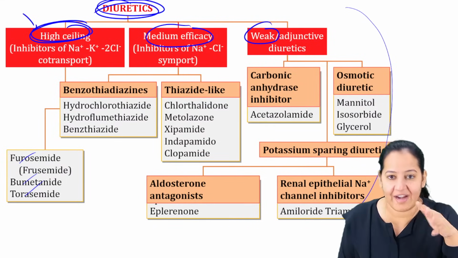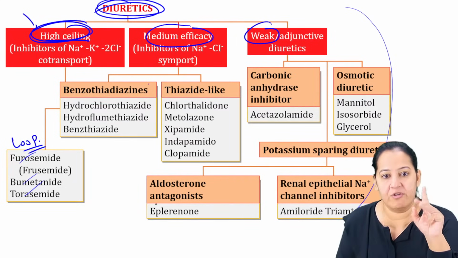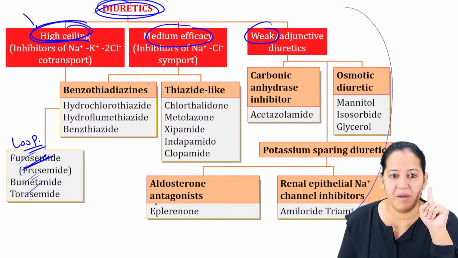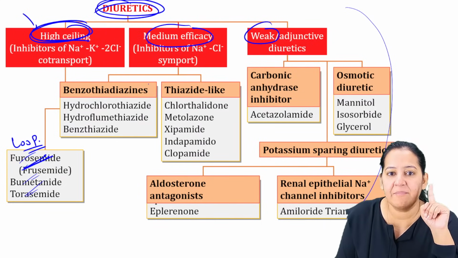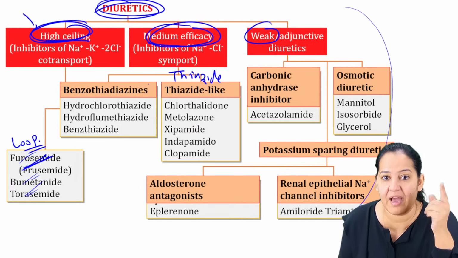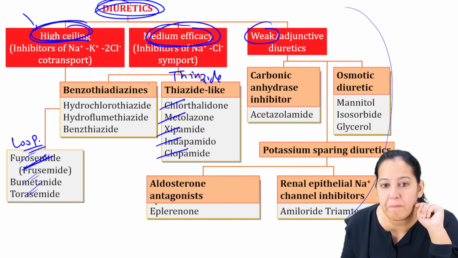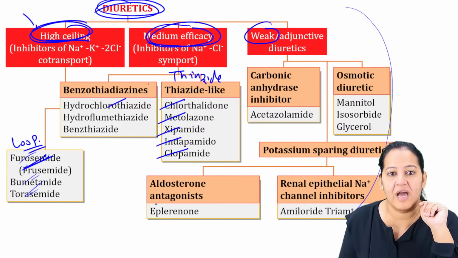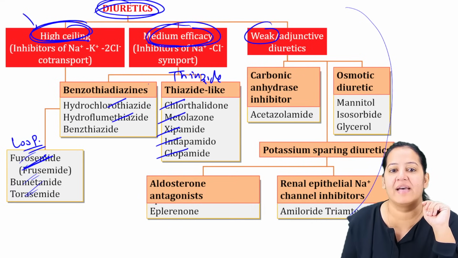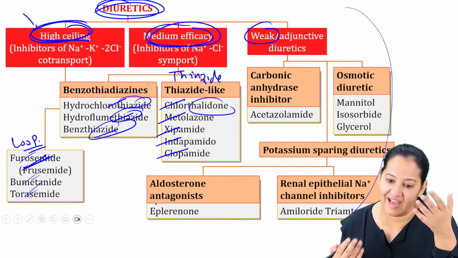The moderately effective are the thiazides. Here the high-efficacy ones are known as loop diuretics. There are three drugs: furosemide is the main drug, and bumetanide and torsemide are also there. Then for medium efficacy, we have thiazides. Read the names. How many thiazides do we have? Chlorothiazide, metolazone, xipamide, indapamide, clopamide, hydrochlorothiazide, hydroflumethiazide, benzthiazide. So these are the thiazides we have.